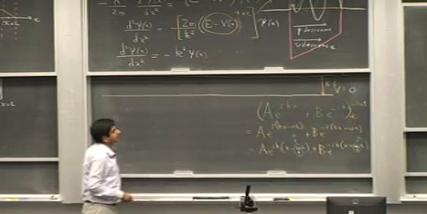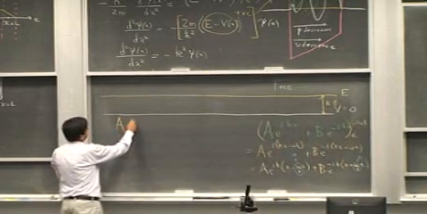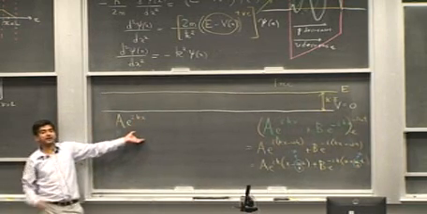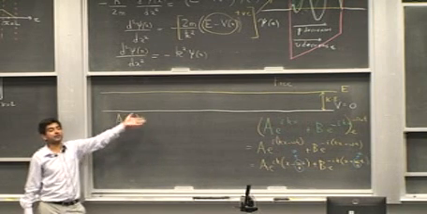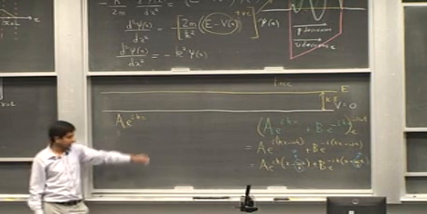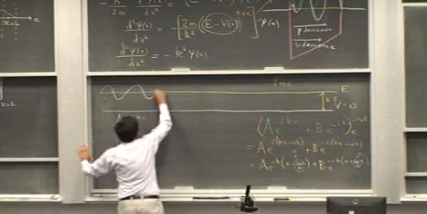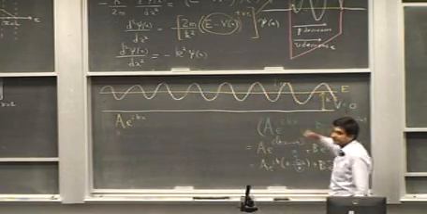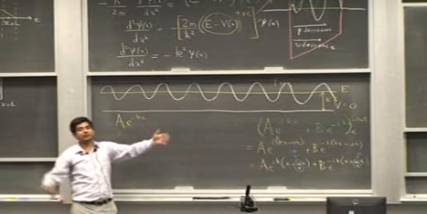Hence for a free particle, the wave function is just A e^{ikx}. Of course I cannot plot this on the blackboard because it's a complex number, but I can plot the real part or the imaginary part. So if I were to plot the real part of this wave function, it's going to look like this. It's a cosine function or a sine function, which is the imaginary part. So this is the wave function of a free particle.